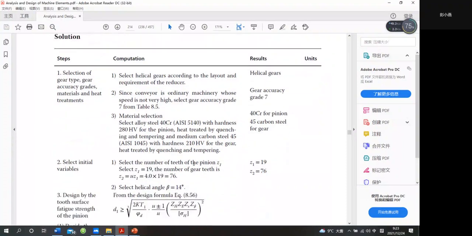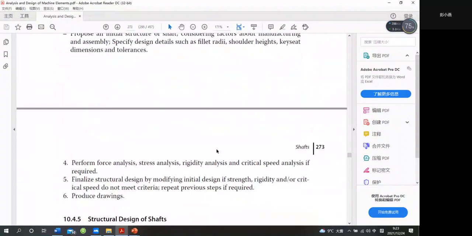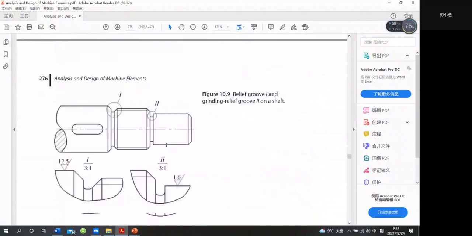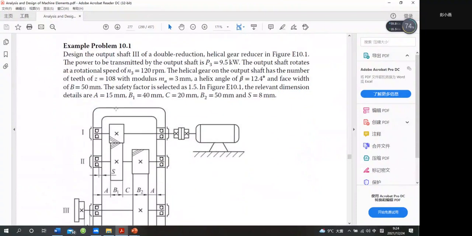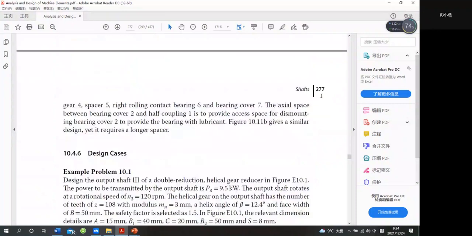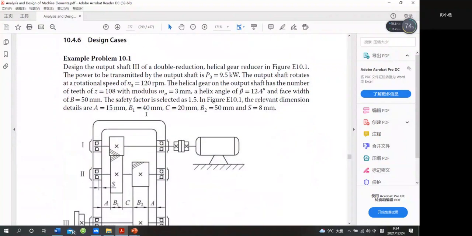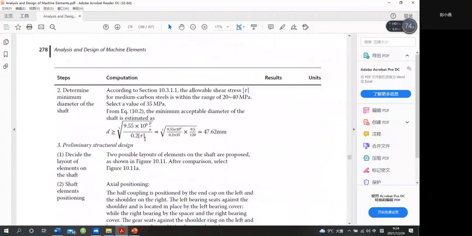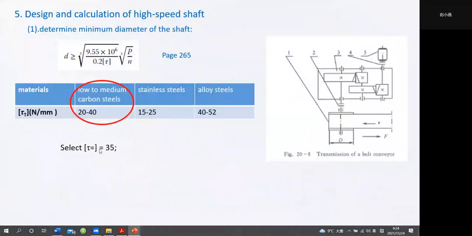You can refer to the example in your textbook, example 10.1 on page 277. This is an example for shaft design, and there they choose the allowable shear stress as 35, and in the PPT we choose the allowable stress as 35.2.